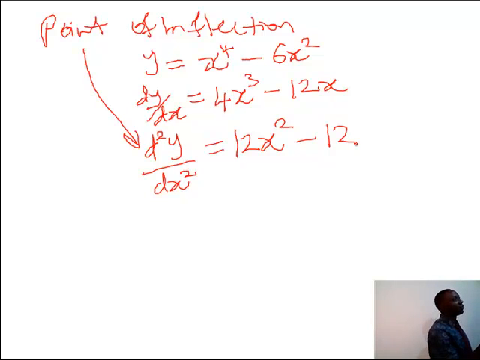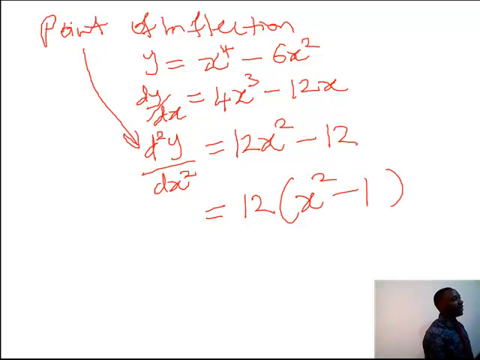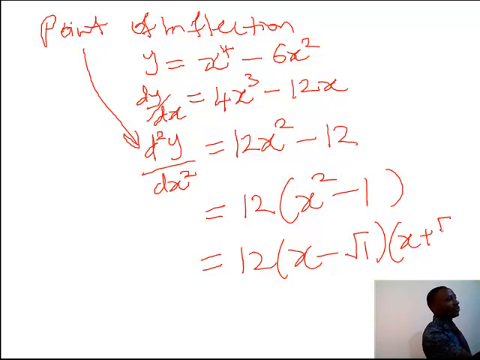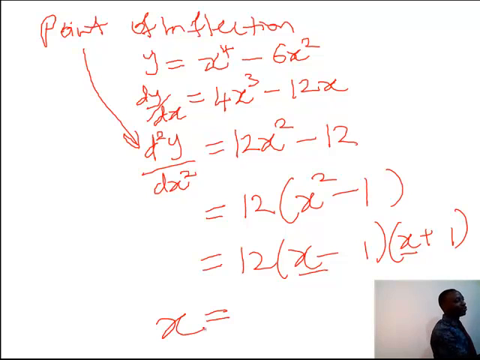In order to calculate the point of inflection, we are going to factorize this further. We have 12 into x squared minus 1. If we factorize this, we have 12 into x minus square root of 1, x plus square root of 1. And you know that the square root of 1 is 1, so we can as well say x minus 1, x plus 1. I hope you understand what I just did. From here, we find the true values of x, which are x equals 1 and x equals minus 1.